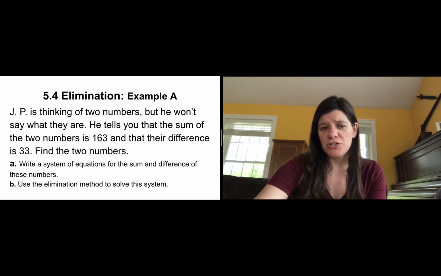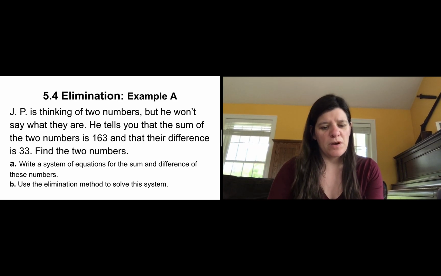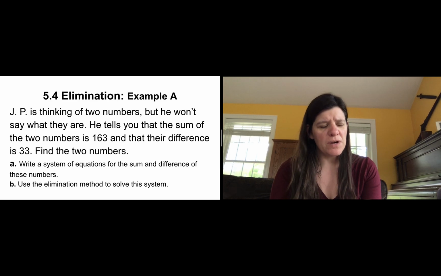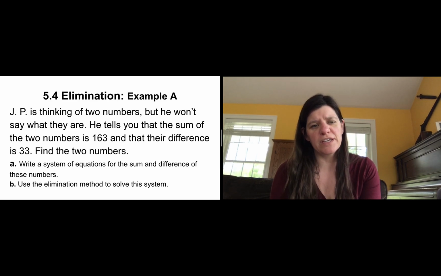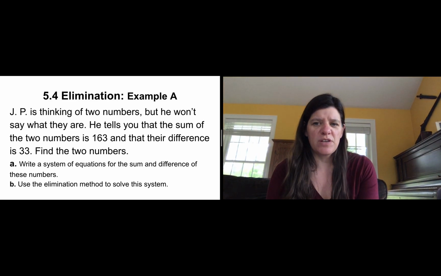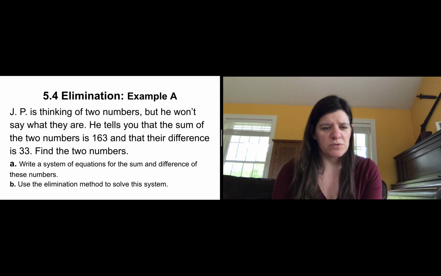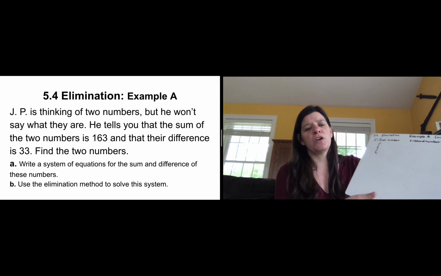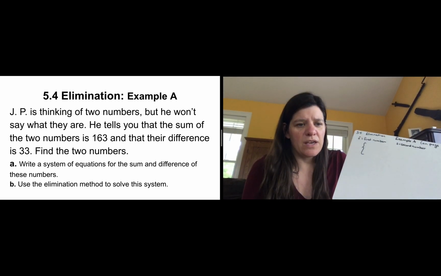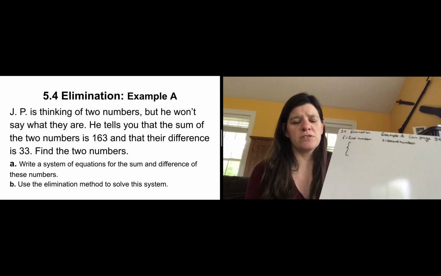4, which is elimination, and we'll finish it up on the next day. But we are going to be looking at example A, which is on page 347 in your book. So JP is thinking of two numbers, but he won't say what they are. He tells you that the sum of the two numbers is 163 and that their difference is 33. Find the two numbers. Okay, and it tells us we're going to write a system of equations, and we're going to use the elimination method to solve this.